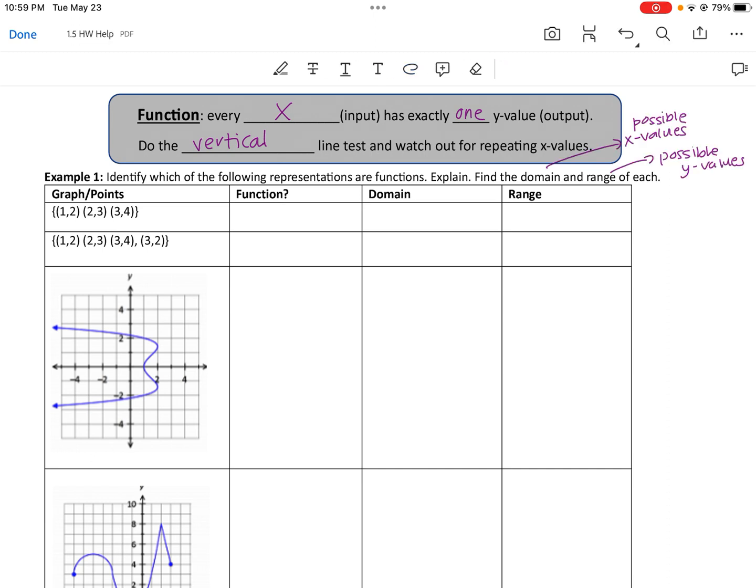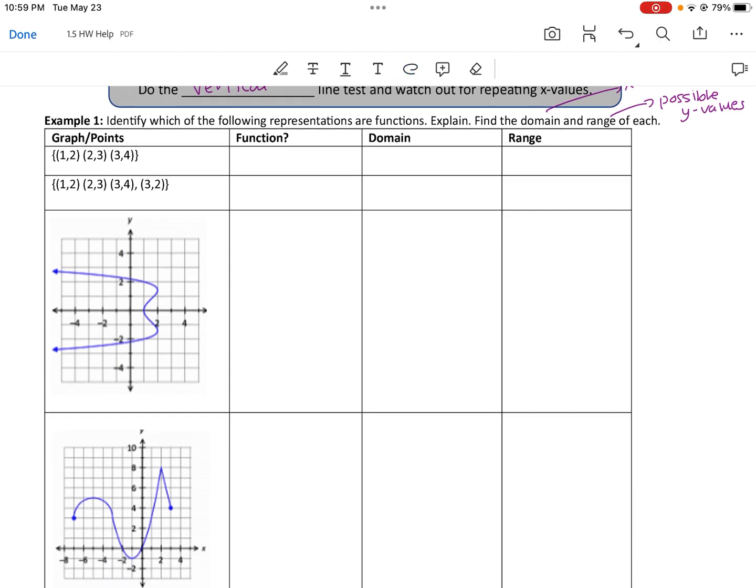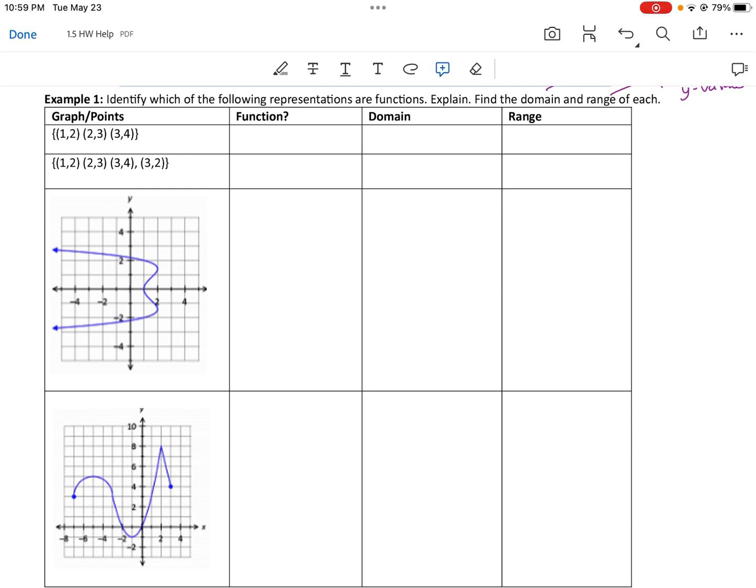Okay, let's go through the whole thing and decide if each of these is a function. On this first one, since we have tables of values, I look at your x. Since each of the x's is unique and maps to a separate y value, it is a function. Whereas here, I have 1, 2, 3, but then 3 again. The fact that you have two 3s means it is not a function, because that input of 3 maps to 4, but it also maps to 2.